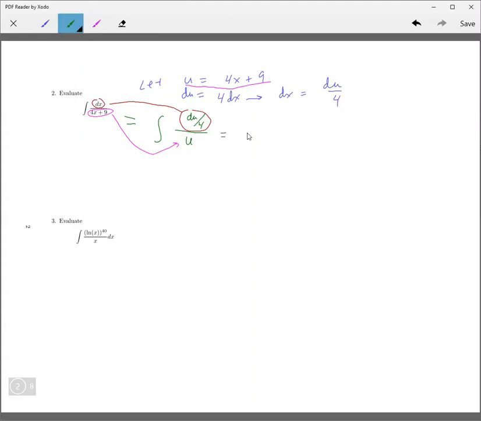Okay. So then I can pull that 1/4 all the way out, and I have du over u. And of course, the integral of that is the natural log of the absolute value of u plus a constant. And then the last step is you substitute this back in. So 4x plus 9 right there. Because u is 4x plus 9, then you substitute u back right there. And that's it. That's all. That's the answer.